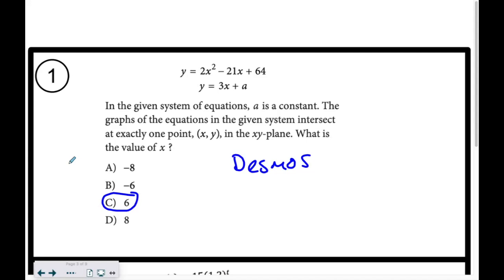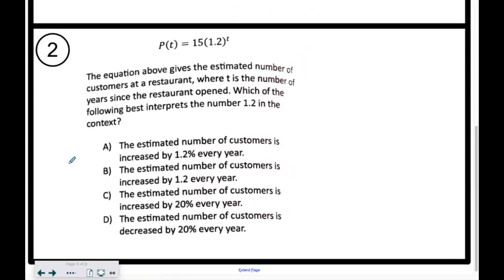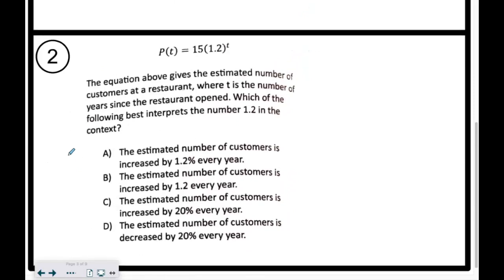All right, let's move on to number 2. So here we got an exponential combined with a percentage problem. So they want the number. So this is like our old a, b to the x, all right? And a is the initial value, b is the base or the number that we're multiplying by over and over again. In a percentage problem, it's going to represent the percent change, all right? So here, b, the number 1.2, is going to represent the percent change.